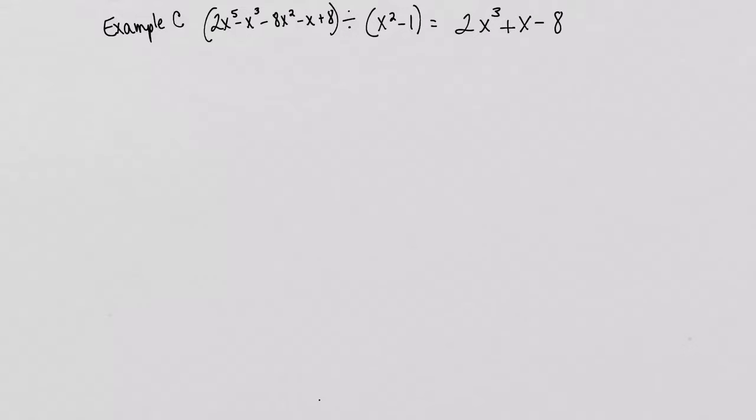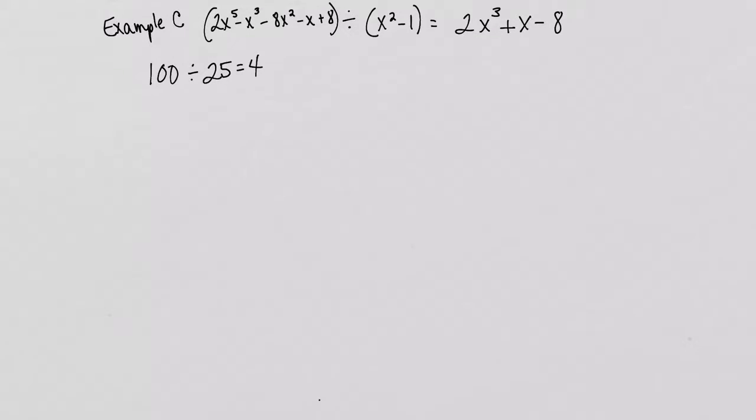So in example C, we just came up with this answer. We had our 5th degree polynomial divided by our 2nd degree polynomial. We got a 3rd degree polynomial as a result. What this video is going to show is how we check to see that we actually answered correctly. So we're going to see just with numbers. If I divided with regular numbers, how would I check?